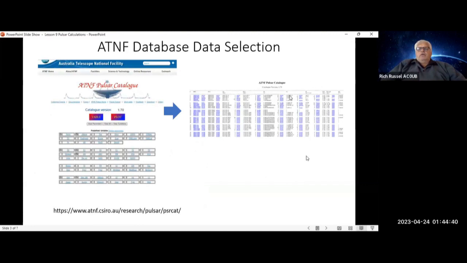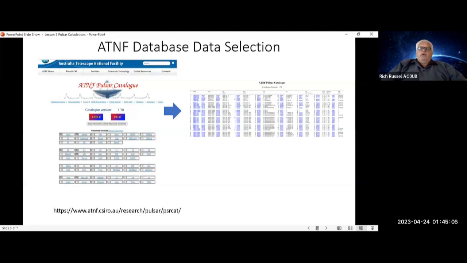The primary source of pulsar data is the Australia Telescope National Facility. There's the website below. If you go to that website, you get the option to select various parameters in the pulsar database. And when you hit table, it'll come up with the view on the right.